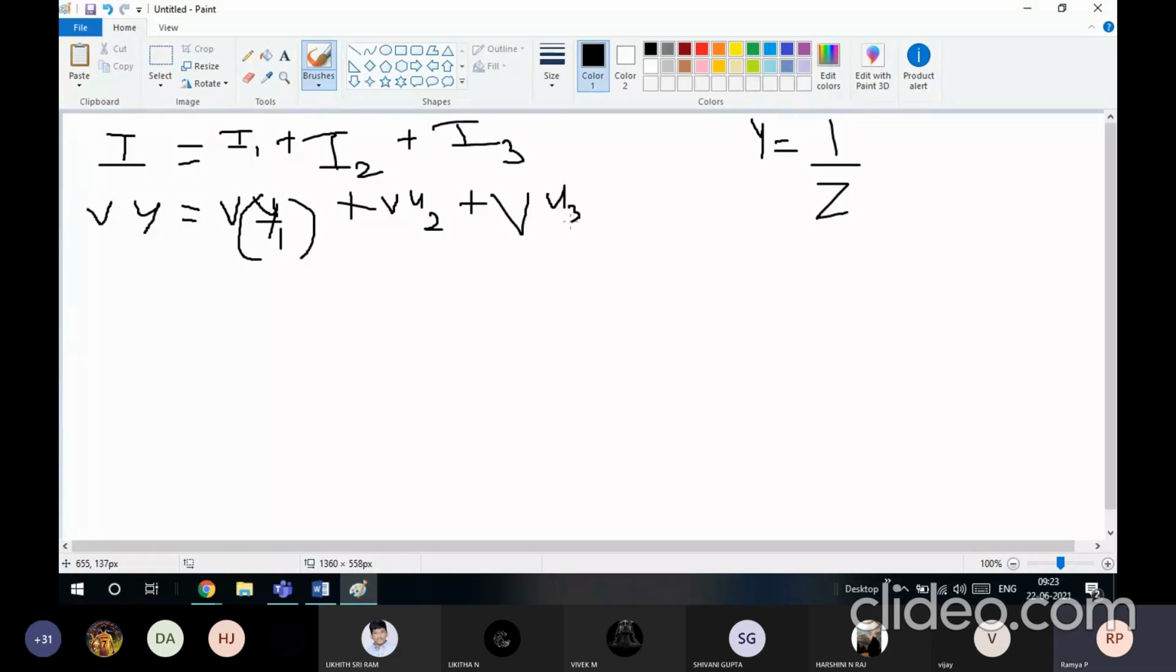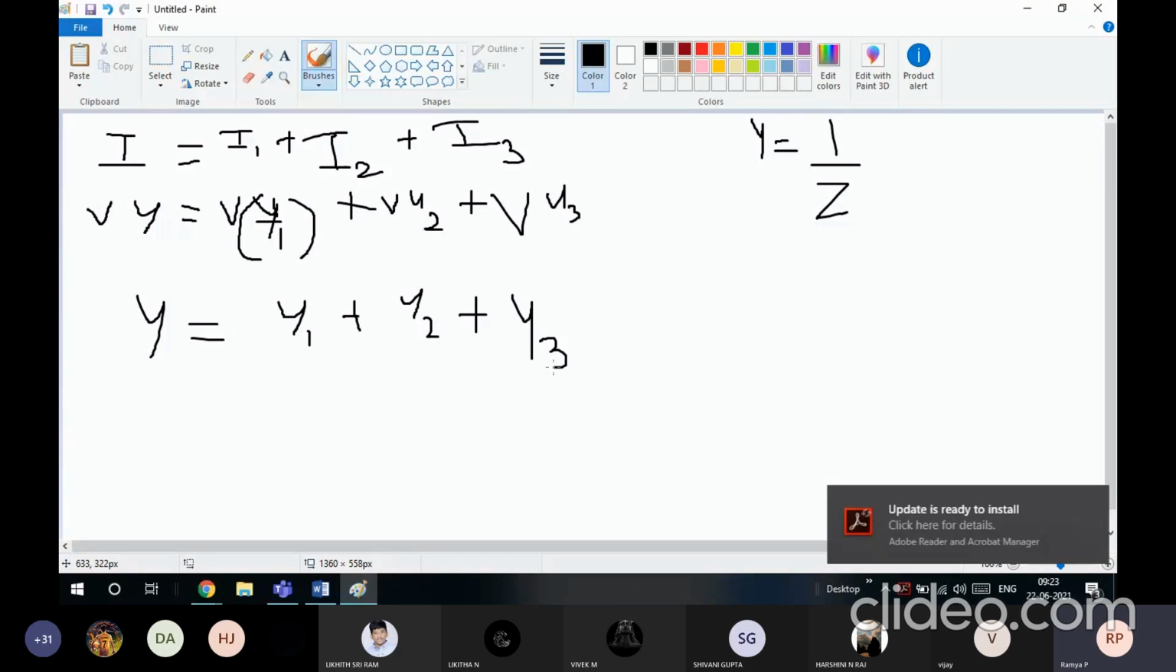Okay, so you can take V common from all the terms. So the final expression for the admittance you are going to get is Y = Y1 + Y2 + Y3. In the impedance for a parallel circuit, you should know the difference between series and parallel.